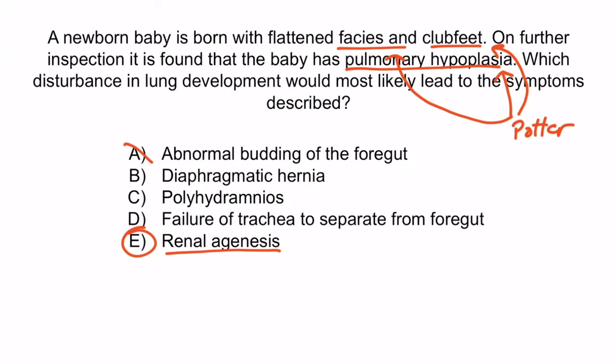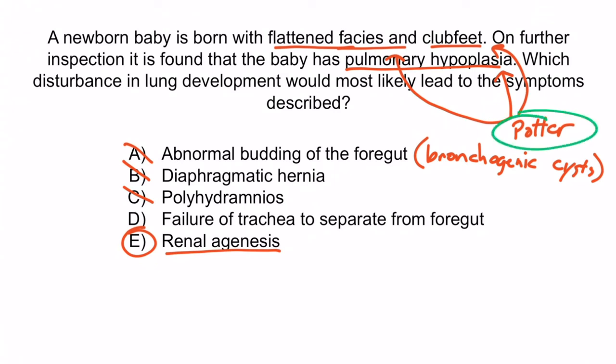A is incorrect because abnormal budding of the foregut causes bronchogenic cysts, not Potter sequence. And choice B is wrong because diaphragmatic hernias cause pulmonary hypoplasia, but none of the other symptoms. In other words, a diaphragmatic hernia doesn't explain the flattened facies or the club feet. Answer C is wrong because polyhydramnios is too much amniotic fluid. And when you're dealing with Potter sequence, we're dealing with too little amniotic fluid.